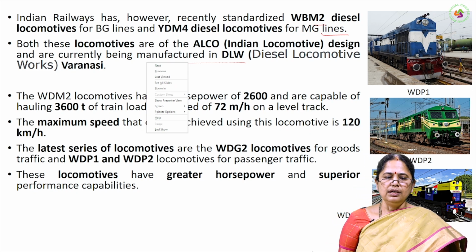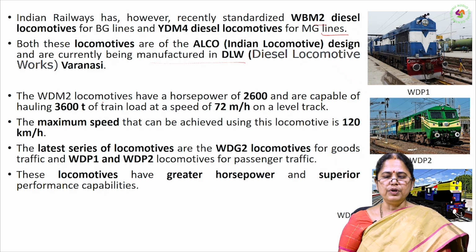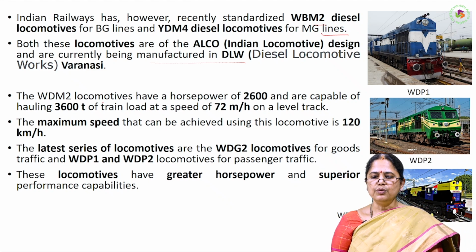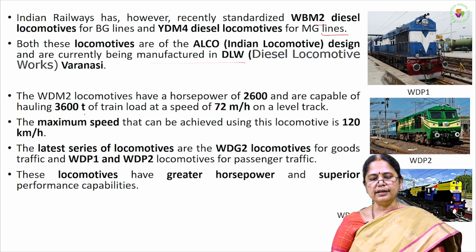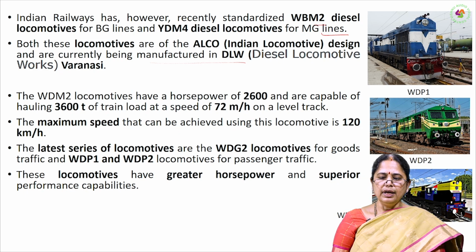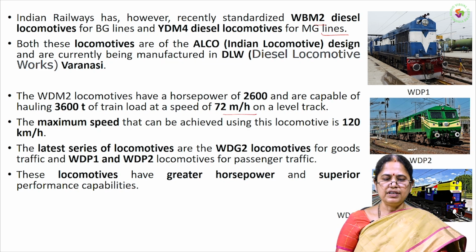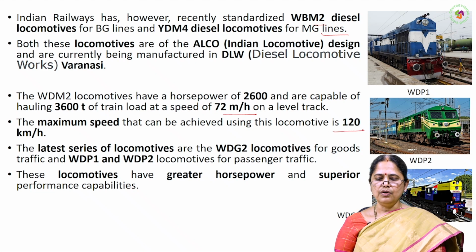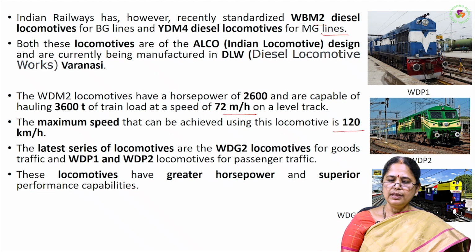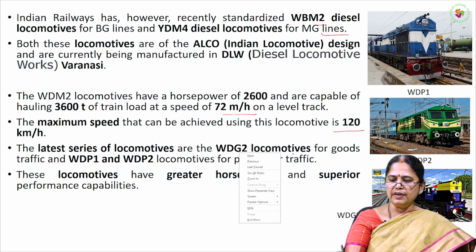WDM2 locomotives have a horsepower of 2600 and are capable of hauling a 3600 ton train load at a speed of 72 kilometers per hour on level track. The maximum speed of these types of locomotives is 120 km per hour. The latest series of locomotives are also given here.